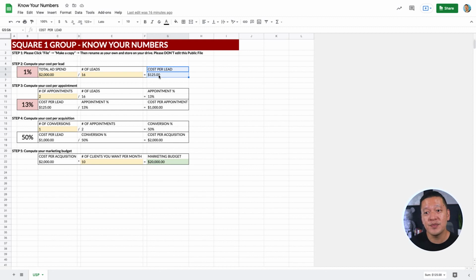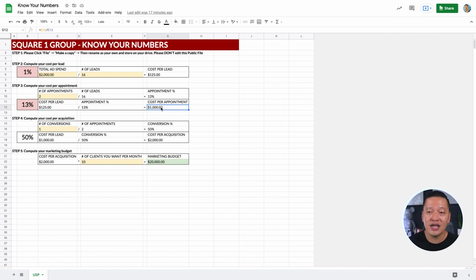Now, the next thing I want to help you compute is right here, step 3. We need to compute the cost per appointment. Your cost per appointment is essentially the amount of money that it costs you to capture someone, to get them on your calendar. And you do this through a 2-step process. First, you take the number of appointments that you've been able to capture and divide it by the number of leads that you've generated in step 2, and it gives you a percentage. Then from there, you take your cost per lead and divide that by that percentage, and it gives you how much you're spending per appointment.